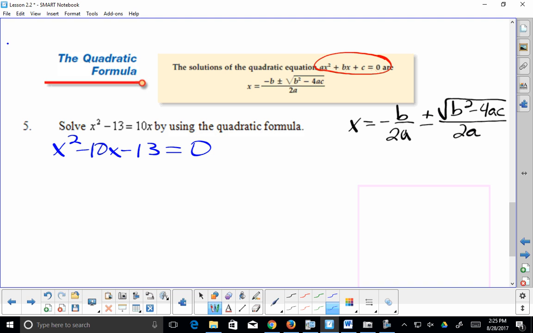Identify your a, b, and c. You don't have to write them down, but sometimes it helps to do that, just to identify them ahead of time, so when you start plugging them in, you plug them in correctly.